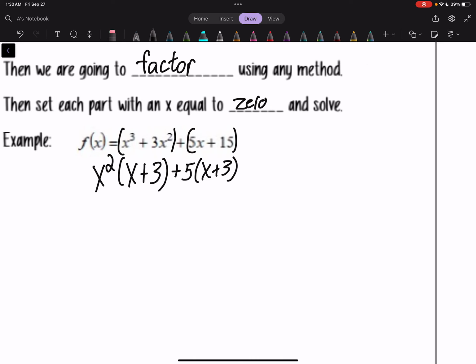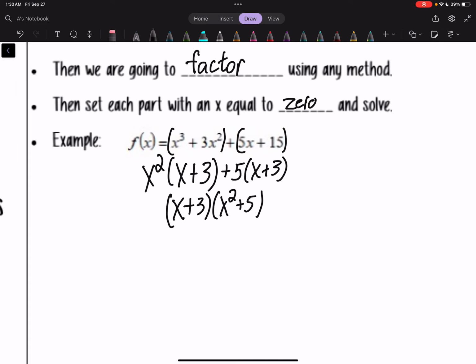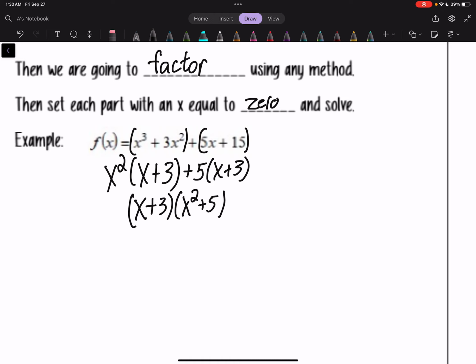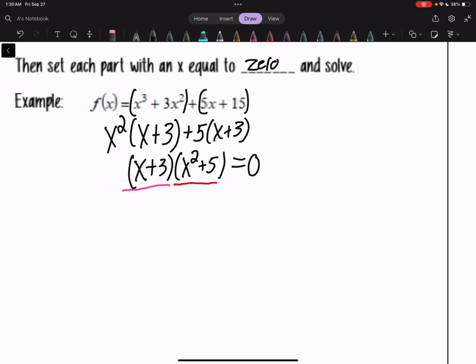Looking at these two, I have a GCF now of x plus 3. And I have x squared plus 5 remaining. So I have factored this, and now I'm going to set my equation, because I want to find the roots, equal to 0. Now, anything times 0 is 0. So if I determine what makes this expression 0 and what makes this expression 0, I know the numbers that are the roots of this expression. So I'm going to separate this.